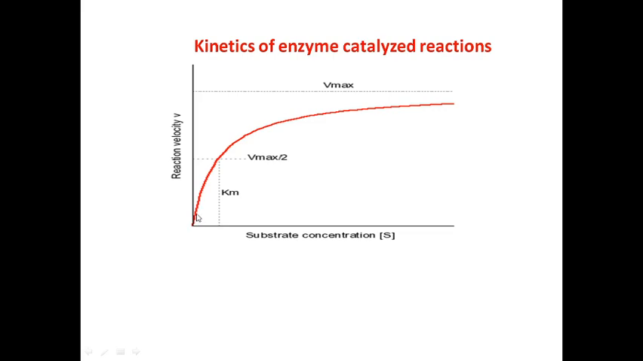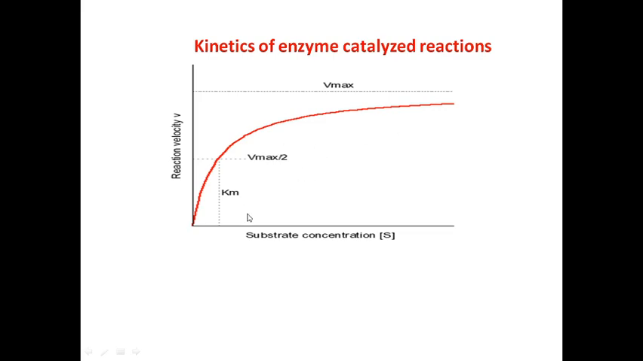Upon adding the substrate, it keeps on increasing, and then it reaches a maximum value, that is the V max, where it attains the maximum velocity or maximum rate. After that, it starts leveling off, or it becomes steady. So such a type of graph is called a hyperbolic graph. Here we get a hyperbolic graph.